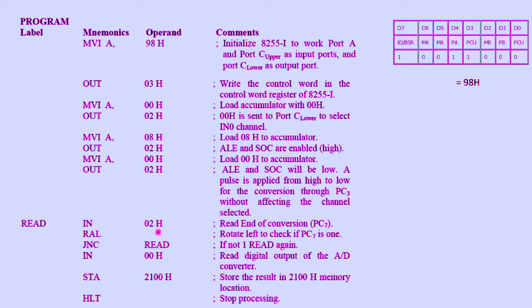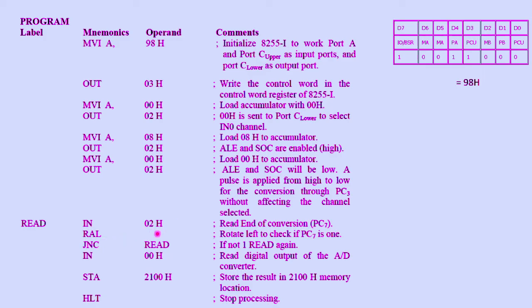So we will use the command IN 02H. What is 02? 02 is nothing but the address of port C. And we are using a rotate left command. Why are we using that? Because as long as PC7 remains 0, this RAL command won't produce any carry.